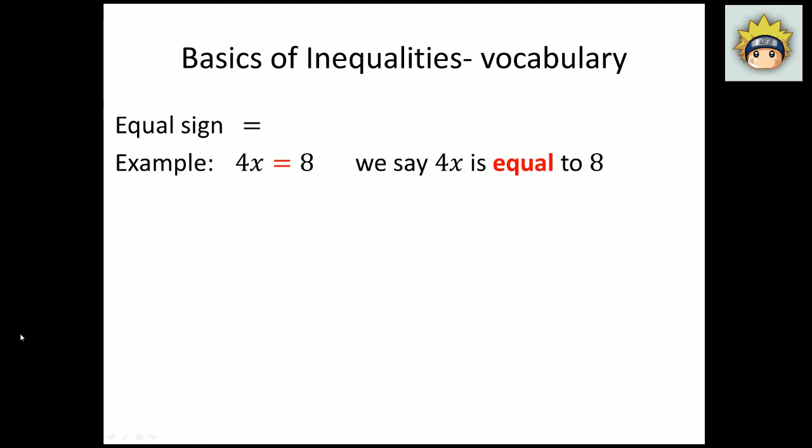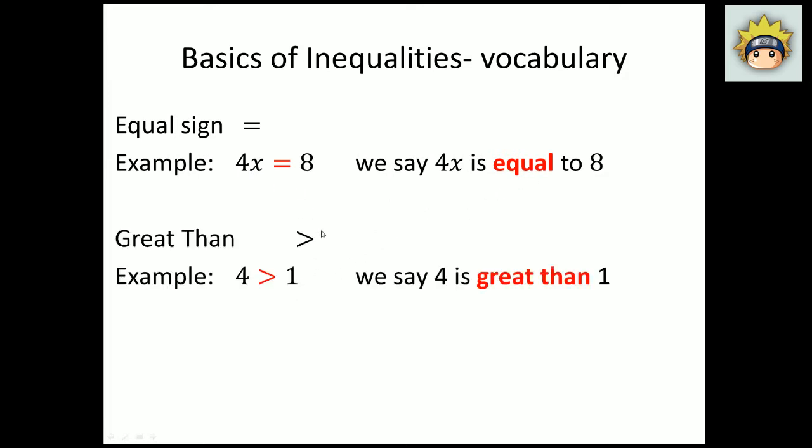What we have here is the equal sign. The equal sign is when we show that two things are balanced. The left-hand side is equal to the right-hand side. So we say here that 4x is equal to 8. This is the equal sign.